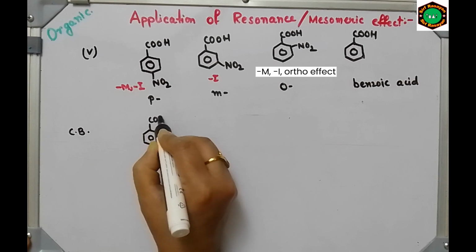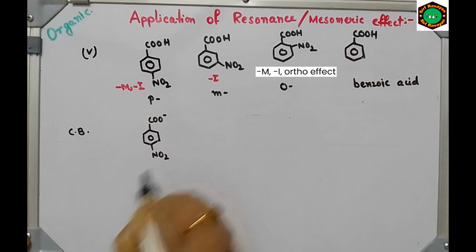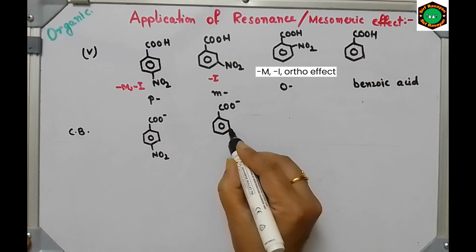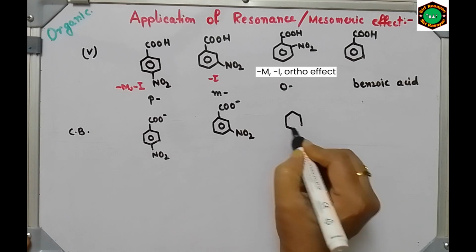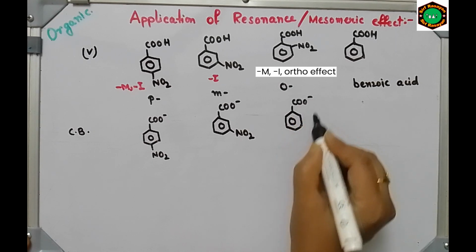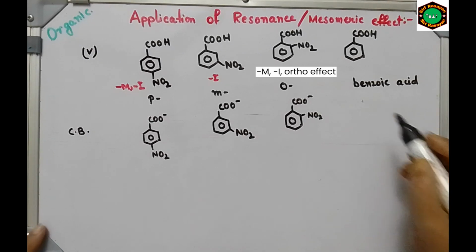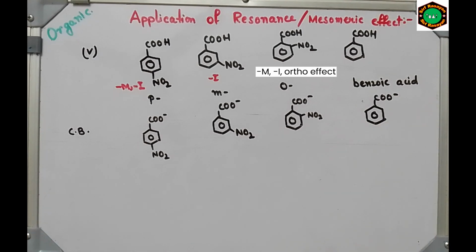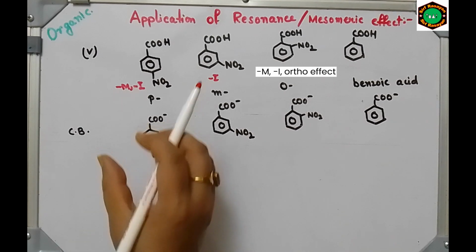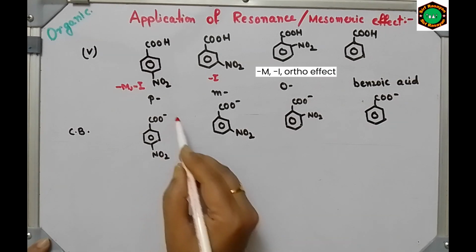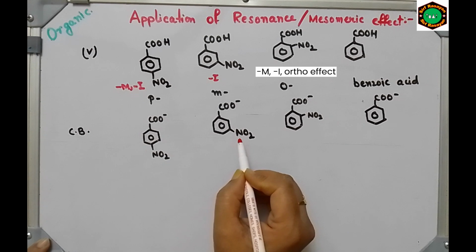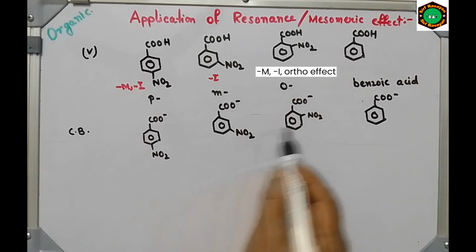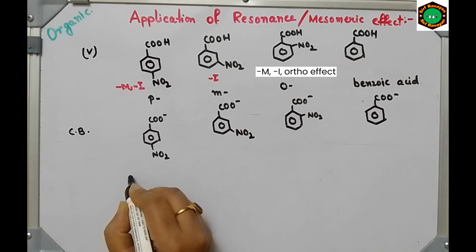So this is the carboxylate of paranitro. This is metanitro. This is orthonitro. And this is the unsubstituted benzoate ion. Now due to the minus I and minus M effects, both are electron withdrawing. So the para carboxylate ion is more stable than meta, because in meta only the minus I effect is there. First, due to the ortho effect, this ortho carboxylate ion is most stable, so the corresponding acid is most acidic.